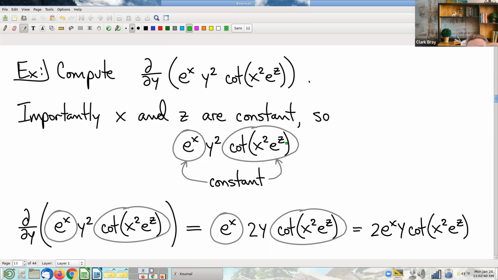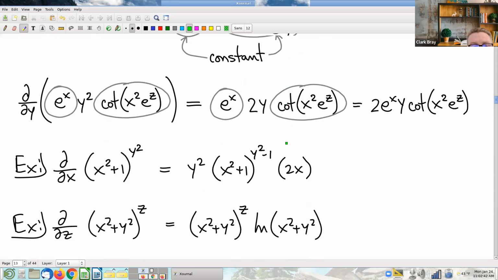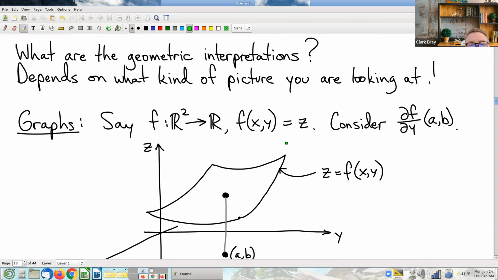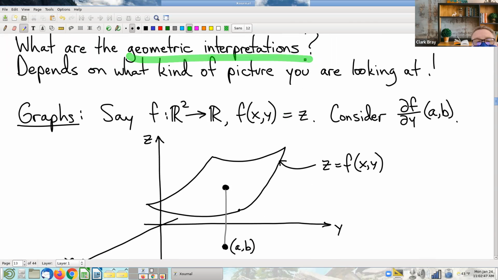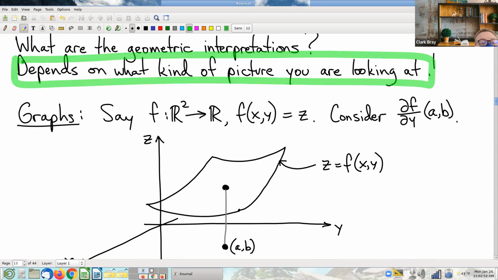Okay. All right, so let's try to make it a little bit useful and ask, what are the geometric interpretations of this? I emphasize it does depend very much on what kind of picture you're looking at. If you're looking at a level set picture, what does the partial derivative look like? Well, it's going to be very different than if you're looking at a graph. They're totally different pictures, totally different constructions. And so this partial derivative will be interpreted in totally different ways.